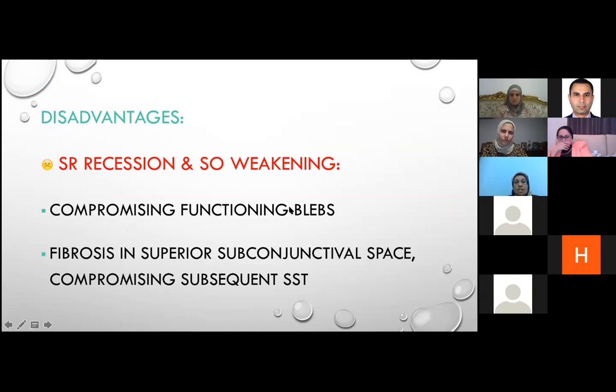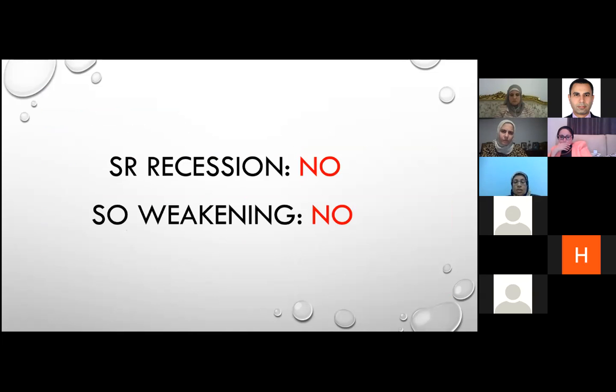So they had the disadvantage of compromising functioning blebs and producing fibrosis in the superior subconjunctival space, which would compromise any further subscleral trabeculectomies. So I opted against superior rectus recession and against superior oblique weakening. In fact, it was even reported that a mere superior rectus bridle suture would compromise blebs.